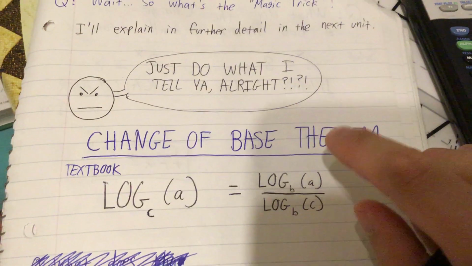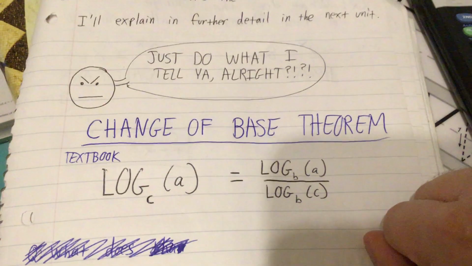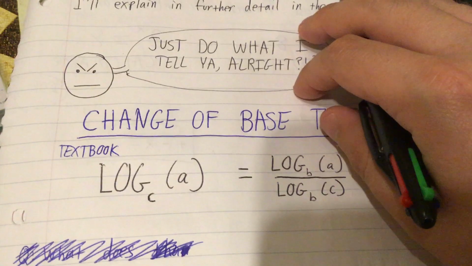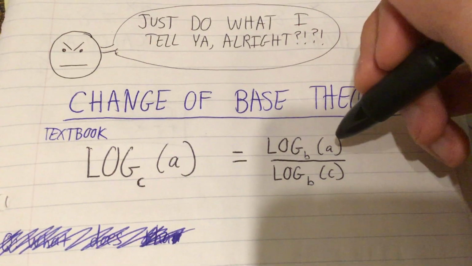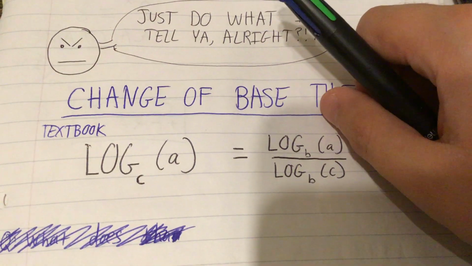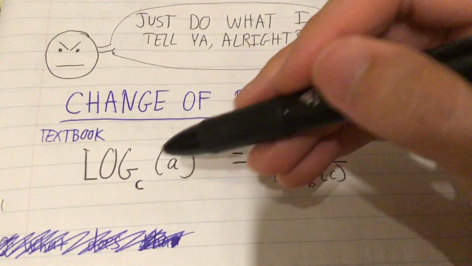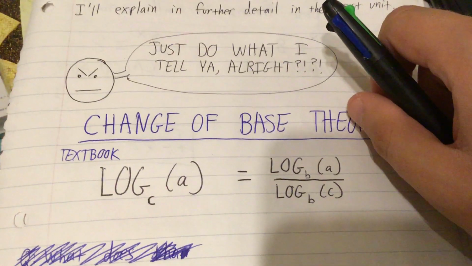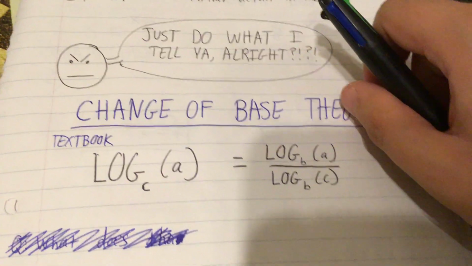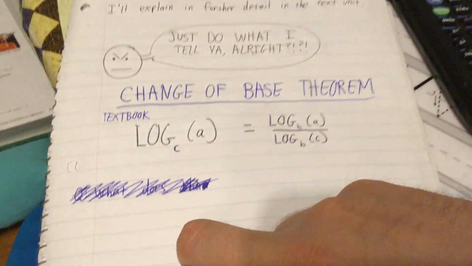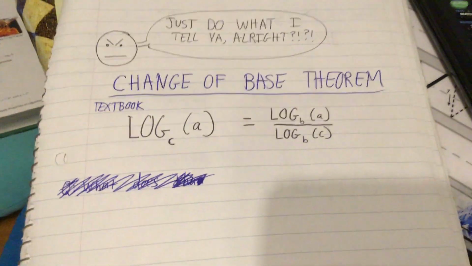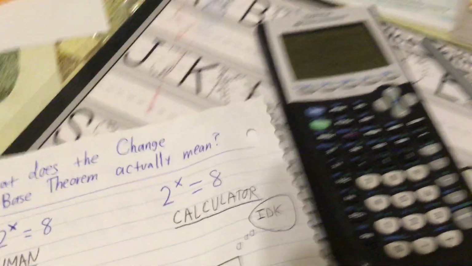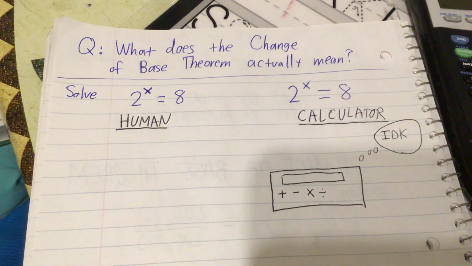So the textbook gives us what's called the Change of Base Theorem. So let's say you've got log base c of a. Log base c of a is equal to log base b of a over log base b of c. And the first time that I saw this when I was in high school, I was completely confused. Let me show you a better way as to what this means. So I'm going to turn the page, and then I'm going to come back to it. So what does the change of base theorem actually mean?